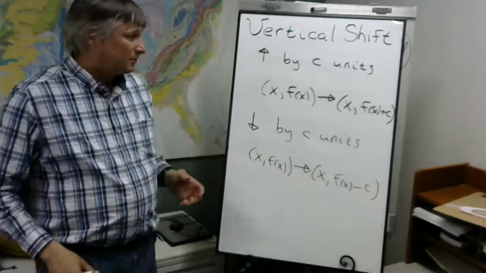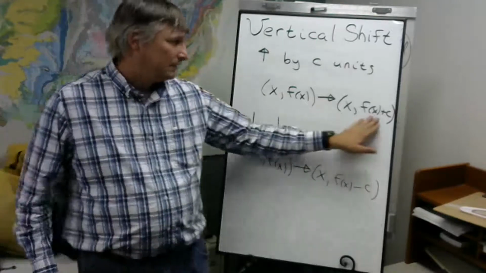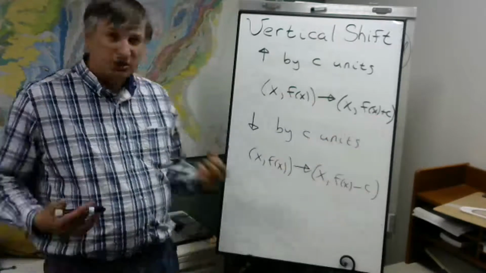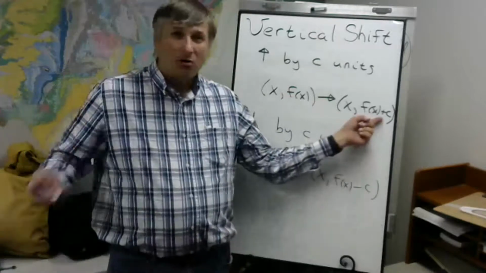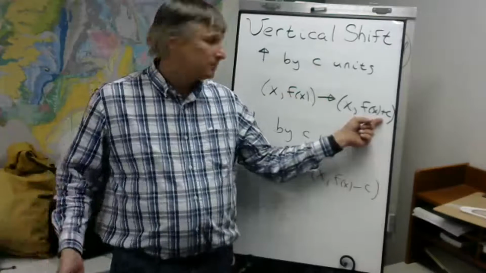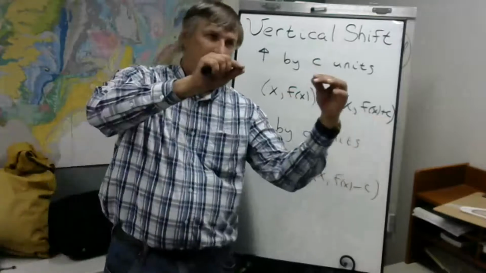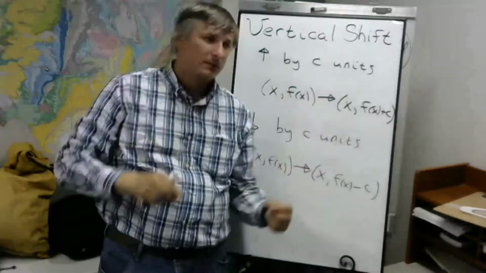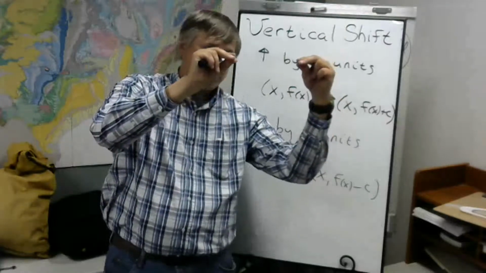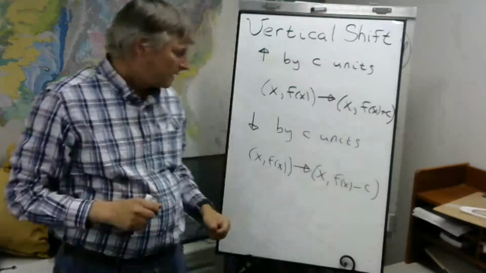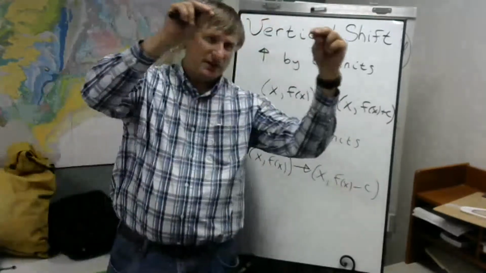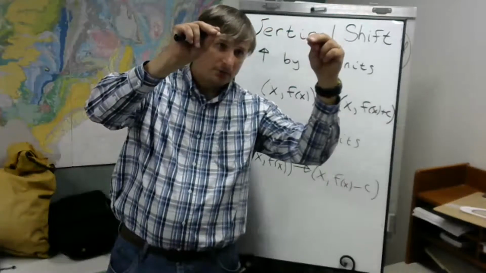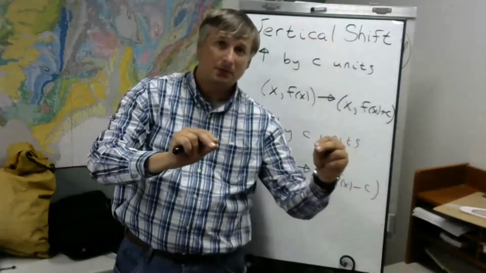So what this means, this coordinate, what we call the y coordinate or the f of x coordinate, to shift up, we just add c to all the f of x or all the y coordinates. Since the y coordinate tells you how high you are along the y-axis, adding c will raise everything up c units. The same thing here, if you take c and subtract it from all the y coordinates, everything drops down by c units.